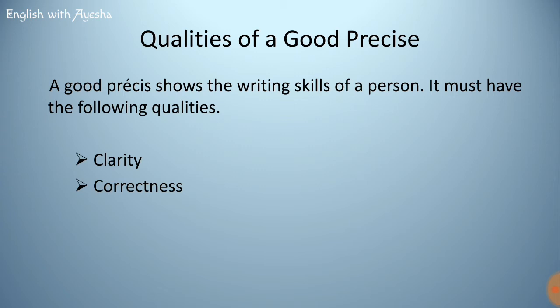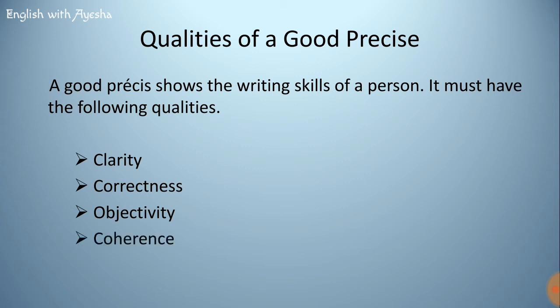The next quality is objectivity. Objectivity means the ability to present or view facts uncolored by feelings, opinions, and personal bias. While making a precis, the writer should adopt an objective approach. He should not add his or her personal opinion and ideas in a precis. A precis should be purely a summary of the original text without any addition.